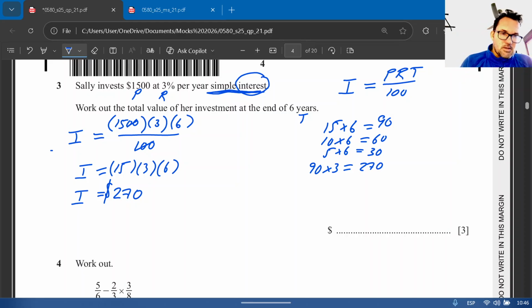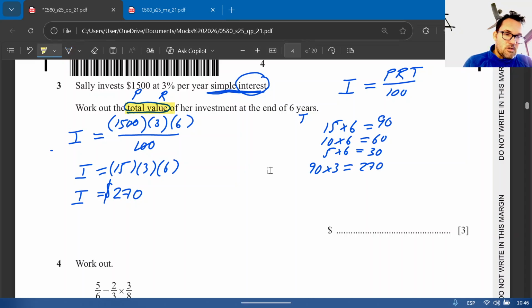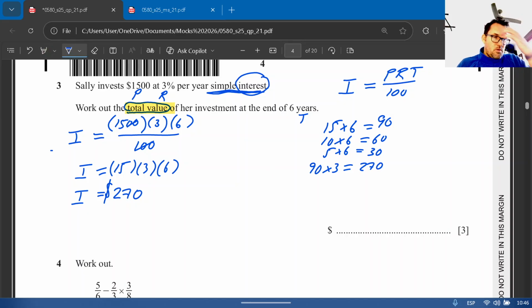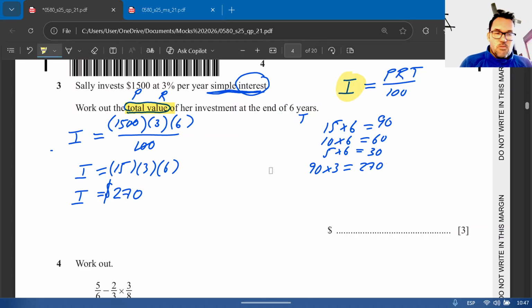Well, yes. If she puts $1,500 in the bank at 3% per year, the bank will give her after 6 years $270. But that will not be the total value of her investment. She's not going to have $270 in the bank after 6 years when she put in $1,500. The bank would have stolen her money. Guys, remember, this formula only gives you the interest. Only the extra money the bank gives you, not the total amount you have in the bank.